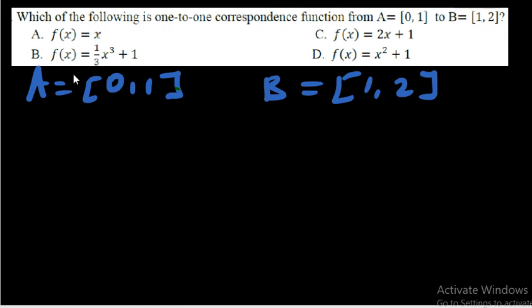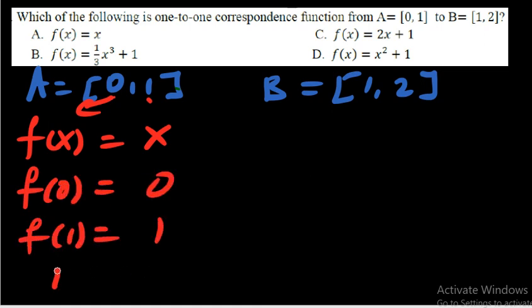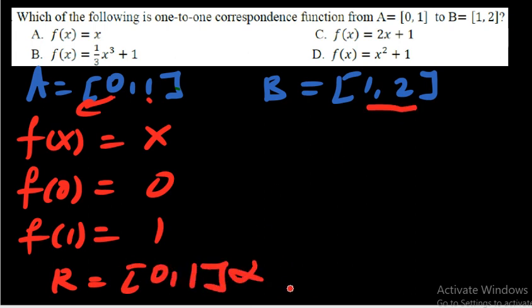Ontoness will focus on the range. For example, A, the function f of x is equal to x. If you take the minimum input 0 and the maximum input 1 and check the result: if 0 is inserted, the outcome will be 0. If 1 is inserted, the outcome will be 1. So the range will be from 0 to 1. Is this range mentioned? No. So this is not onto.